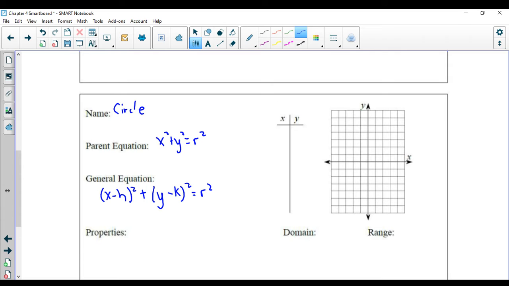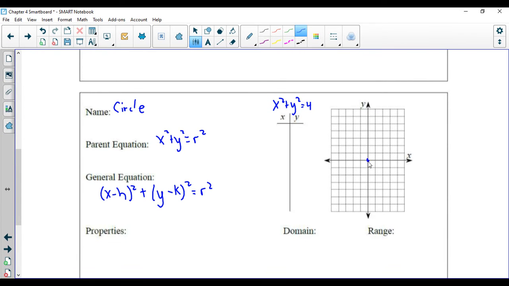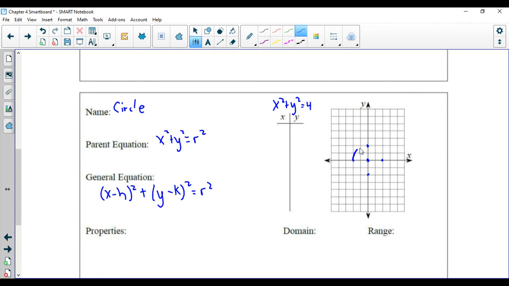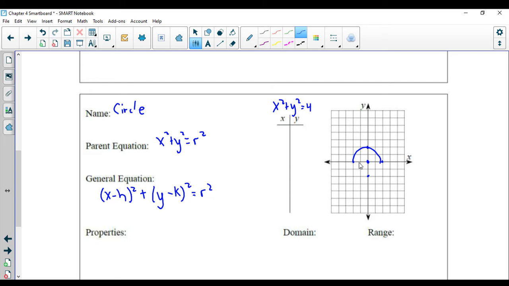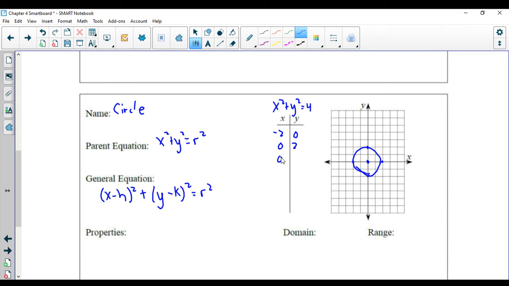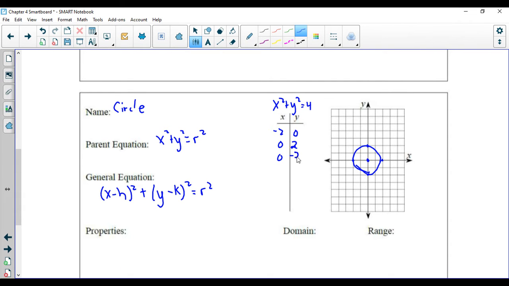All right, for us to graph, we do need a radius. So I'll do x squared plus y squared equals 4. So that means we'd have a center at 0, 0, and we would go a radius of 2. So we'd go up 2, right 2, down 2, and left 2. Do our best to make that into a circle. And so our points would be negative 2, 0, 0, positive 2, 0, negative 2, and then 2, 0.